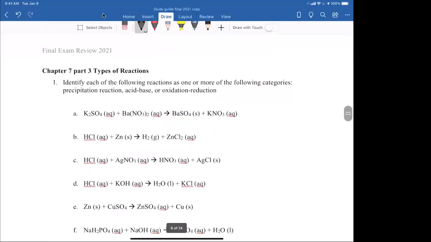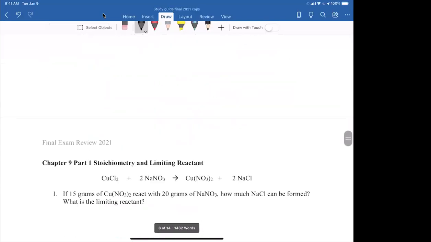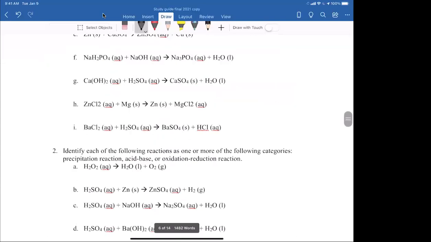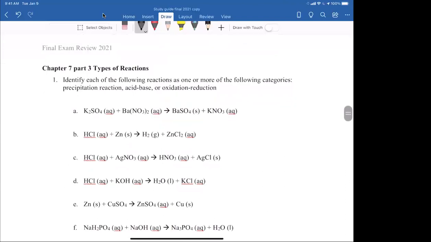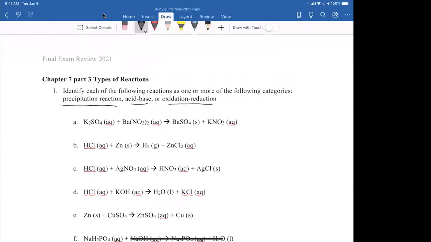Chapter 7, type 3. So types of reactions. This is all chapter 7. For these, you just have to tell me whether we have a precipitation reaction, an acid-base reaction, or an oxidation reduction reaction. Okay, so how do we know?